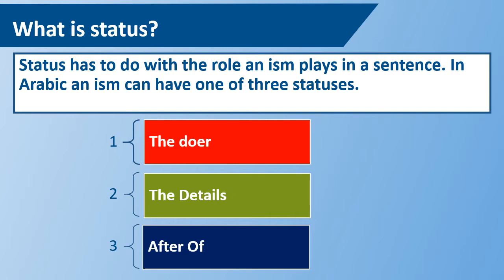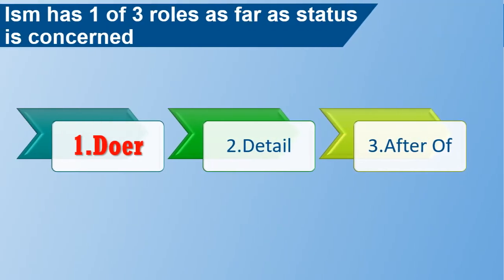Number one, the status of the doer. Number two, the detail. Number three, after of. We'll try to understand one status at a time. Doer being the first of the statuses, we'll try to understand who is a doer. A doer can be a person or a thing who does some action.